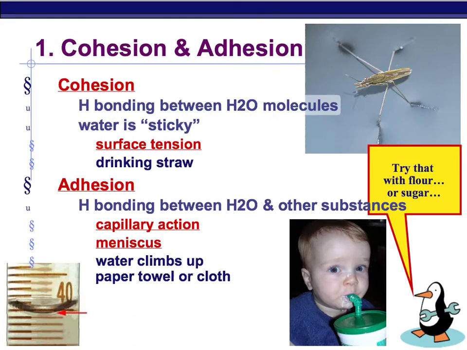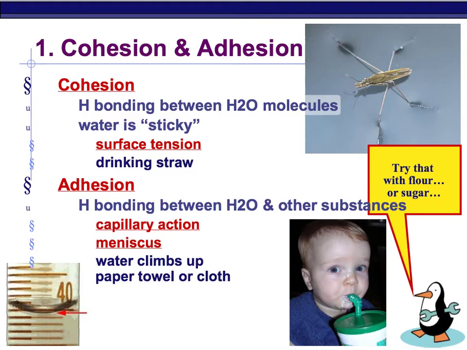Here we go. The first property is the ability of water to be cohesive and adhesive at the same time. It's one of the reasons that you are able to drink out of straws. It is one of the reasons that water can support the weight of certain animals, like water striders, which is what I have pictured up here in the corner. So cohesion is hydrogen bonding between water molecules. So water bonding to itself. And that's that whole sticky molecule that we were talking about.